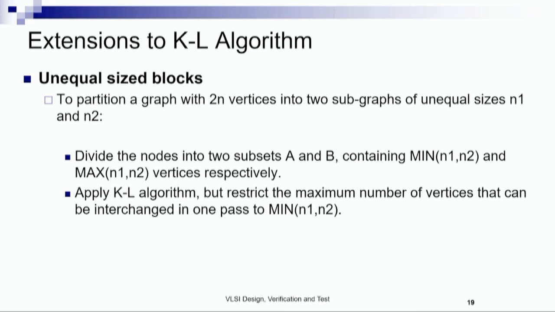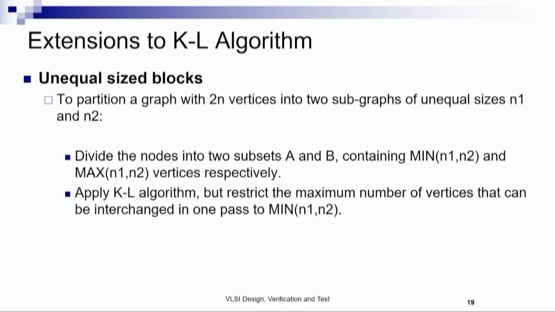So what do we do? We divide the nodes into two subsets A and B containing minimum of n1 and n2 and maximum of n1 and n2 vertices respectively in these two partitions. So initially during partitioning, one of the partitions, say A, will contain min of n1 and n2, and the other partition we will keep the max of n1 and n2 nodes or modules. Then we apply the Kernighan and Lin algorithm, but restrict the maximum number of vertices that can be interchanged in one pass to a minimum of n1 and n2.